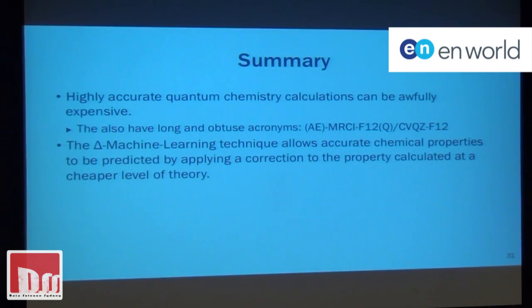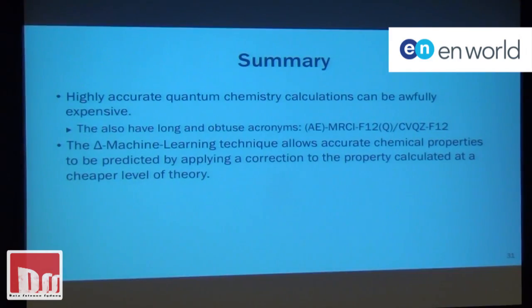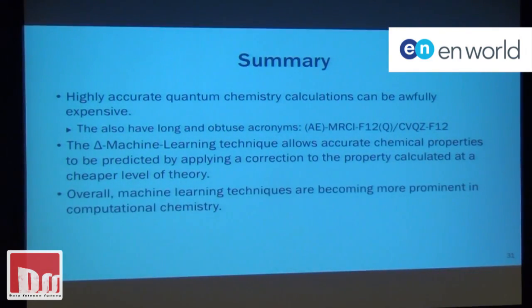But we don't have to do that. If we have our training set of those accurate energies, we can accurately predict those properties using a machine learning correction to our baseline cheap level of theory, so our Camry.